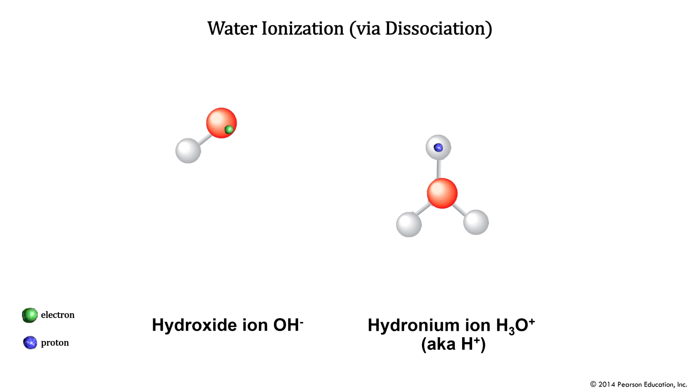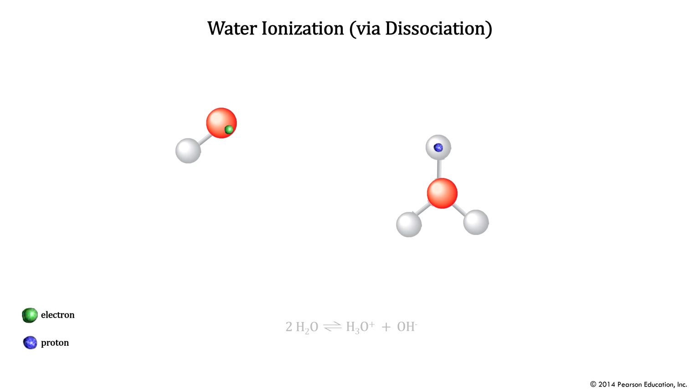The receiving molecule is called a hydronium ion. It has an extra positive charge having received the positively charged proton. It is referred to as a hydrogen ion. The other molecule is called a hydroxide ion. It has a negative charge. This reaction works the other way as well, where the hydronium ion loses the proton back to a hydroxide ion.